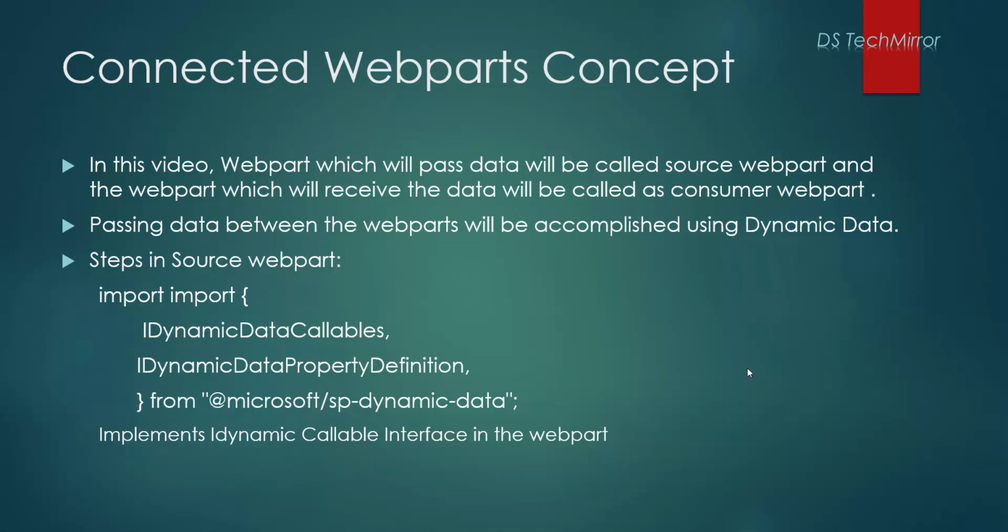So what I will be doing, as soon as the user selects any list, that means on the change of the drop down, I will pass that list title to my other web part, which will use that list title, and using REST API will fetch all the items present in that particular list and will display the items. So in this way I will try to teach you how we can pass data between the web parts, or how we can connect the web parts in SPFx. So let's get started.